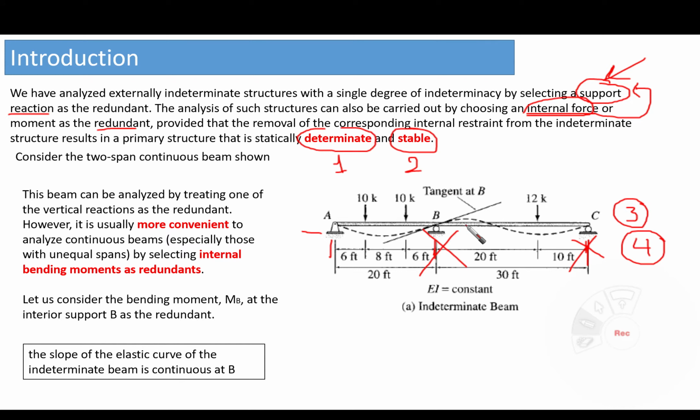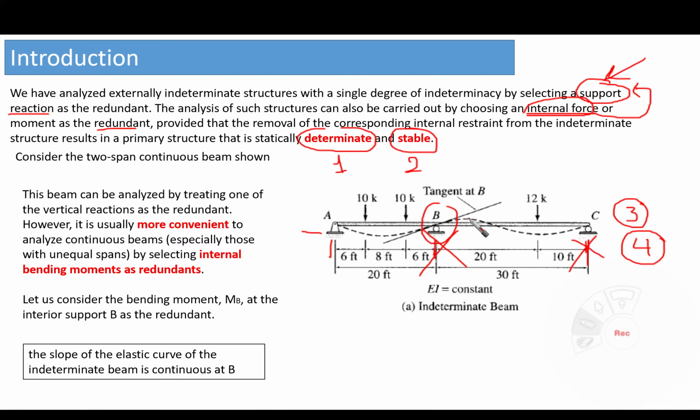Okay? Okay, so let's consider that the moment that is going to be developed at point B, at the interior support B, is our redundant. It is going to be our redundant. Okay.